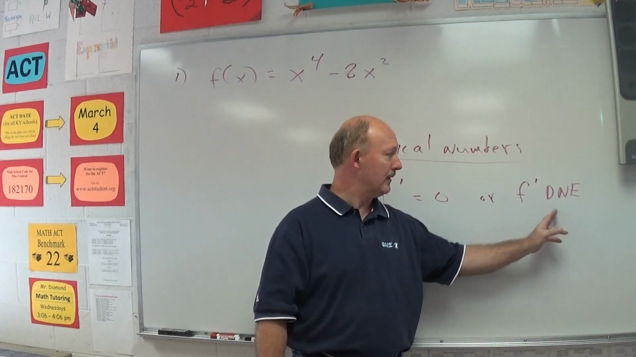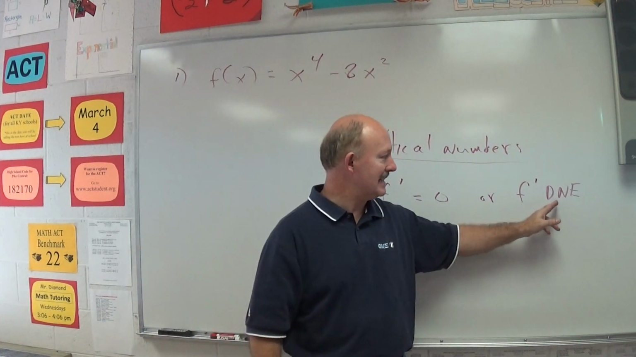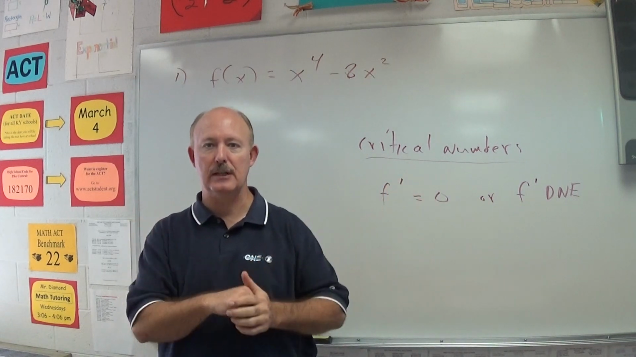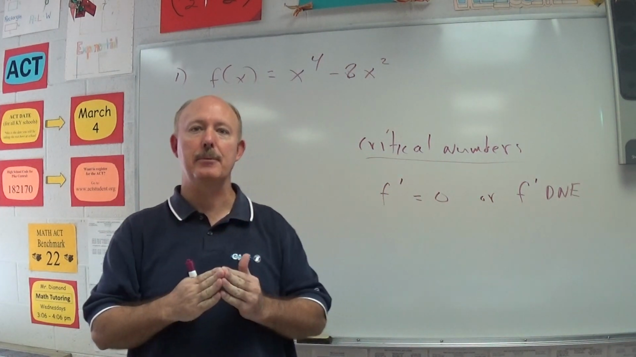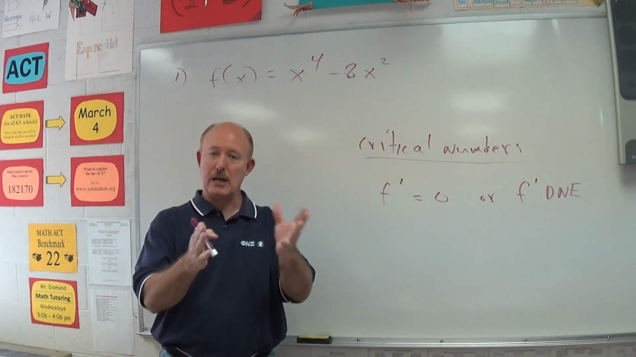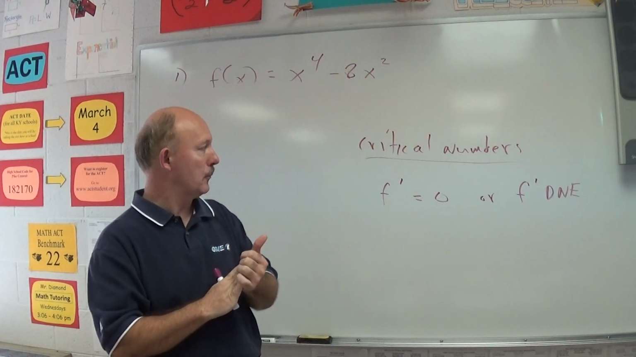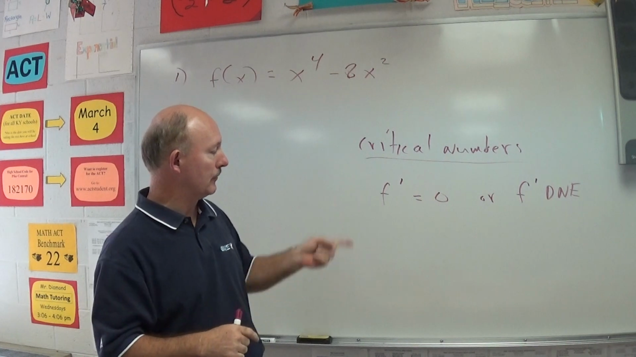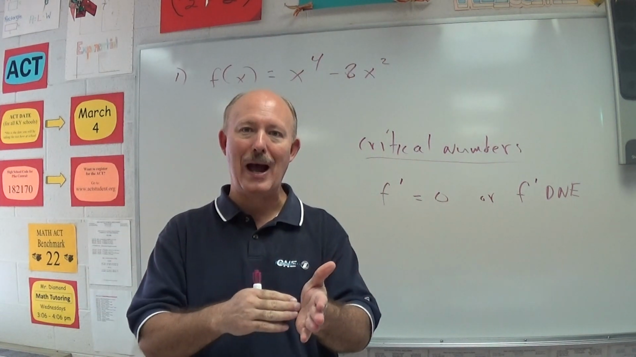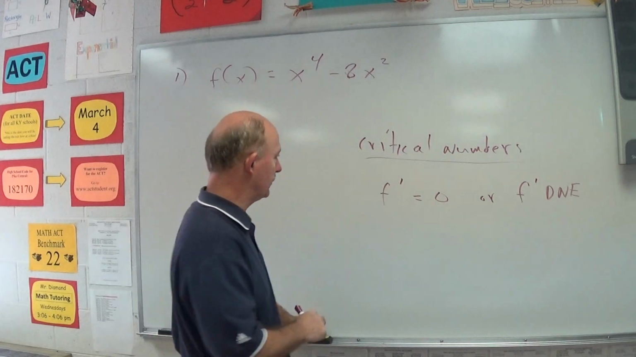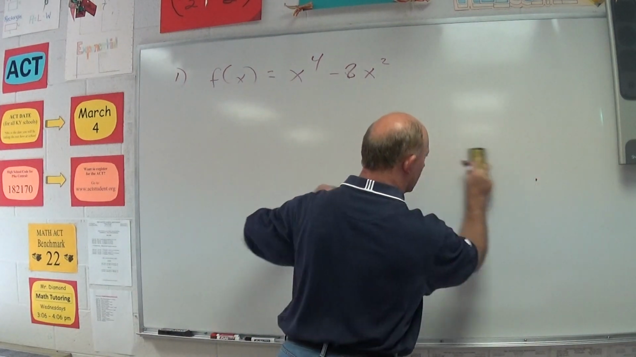Or it could be where the derivative does not exist. DNE indicates the derivative doesn't exist. It could be that the graph comes to a corner or a cusp of some type. So we have to check both of those to indicate where our critical numbers are. I've got to get our derivative, and then we want to check to see where the derivative equals 0 and where the derivative does not exist.